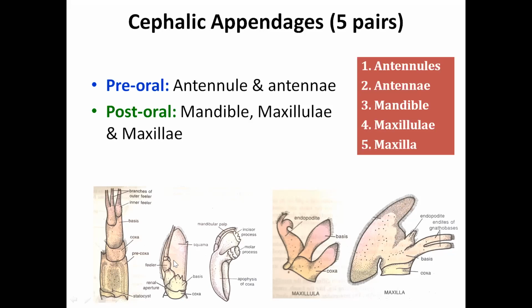First one, second one is tactile, equilibrium, and excretory. Third one is masticatory. Then the fourth one is passing the food to the mouth, and the fifth one is feeding as well as respiratory. So this is about the cephalic appendages.